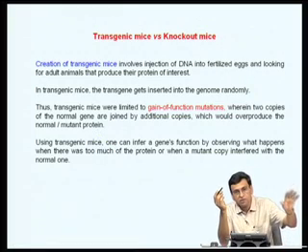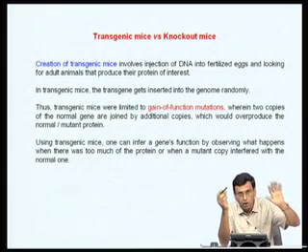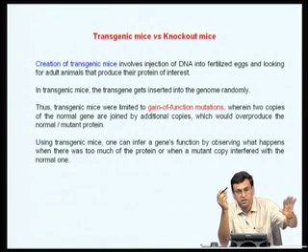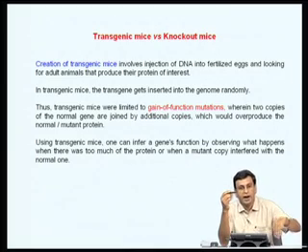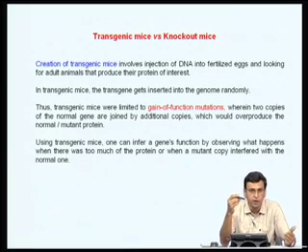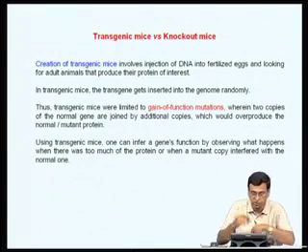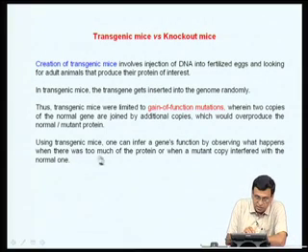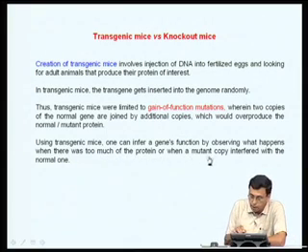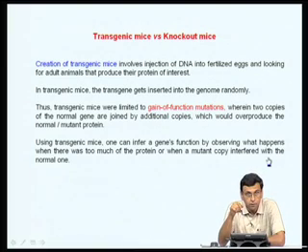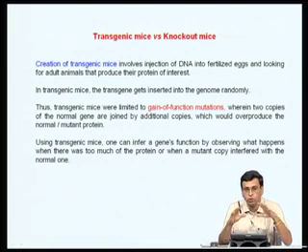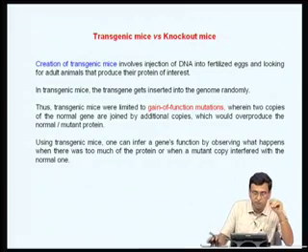So, the normal copies or a mutated copy are still there, present in their normal location in the genome, but over and above this we are adding extra copies by overexpressing the gene and generating transgenic mice, and asking the question what happens when you overexpress the gene, what is the phenotype you generate. So, it is a gain of function mutation that we are studying. Using transgenic mice, one can infer a gene's function by observing what happens when there is too much of a protein or when a mutant copy interferes with the normal one. So, this is basically the knowledge we gain by making transgenic mice.